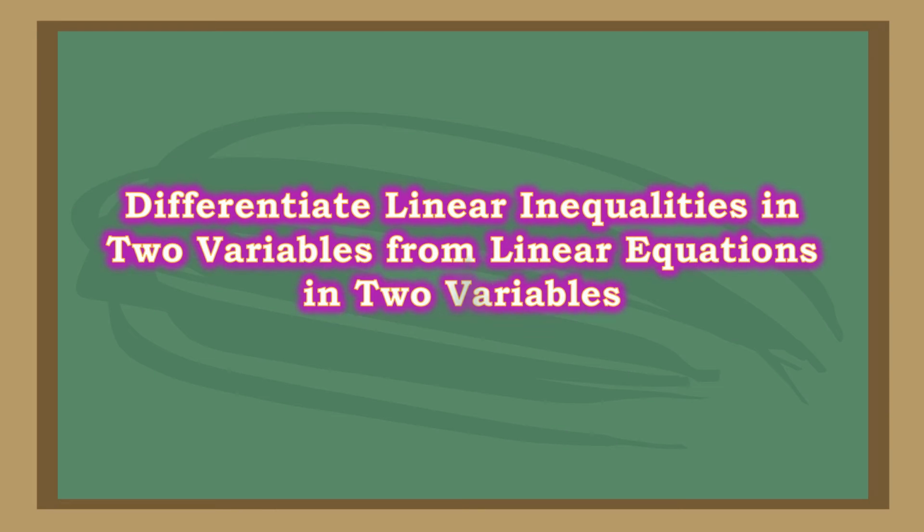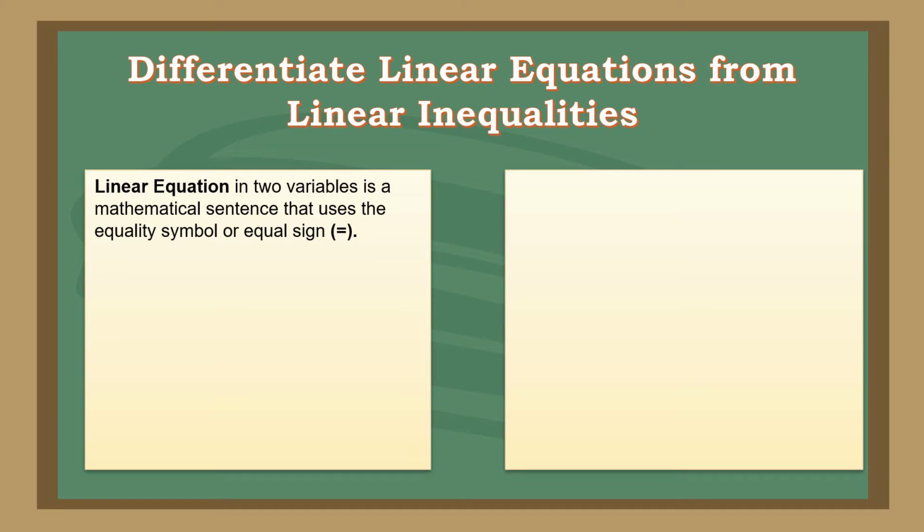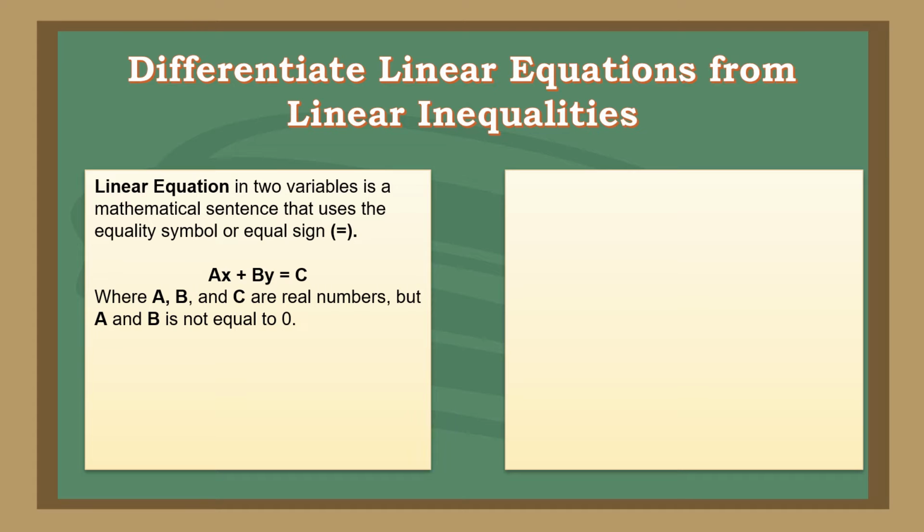For our first learning competency, that is to differentiate linear inequalities in two variables from linear equations in two variables. So what is a linear equation? A linear equation in two variables is a mathematical sentence that uses the equality symbol or equal sign. It is in the form ax plus by equals c, where a, b, and c are real numbers but a and b are not equal to 0.